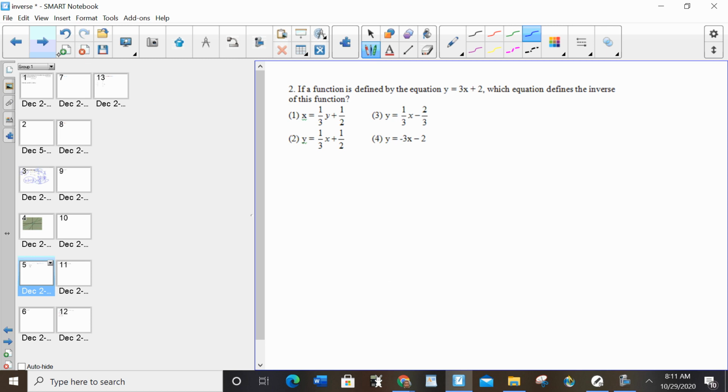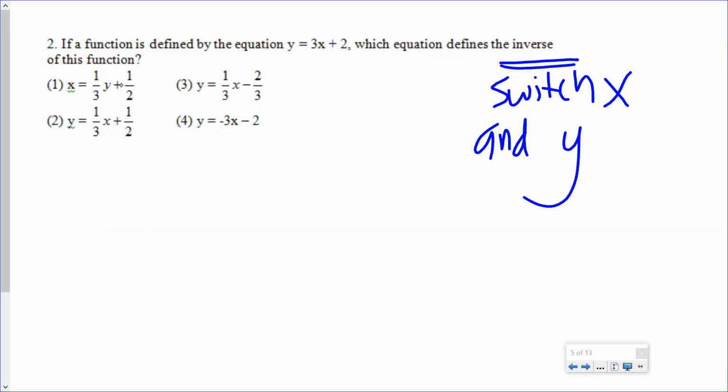Number 2, if a function is defined by y equals 3x plus 2, find the inverse. Well, when you see inverse, you need to switch x and y. So we're going to switch x and y. I want you to try that step on your own. I'm literally writing an x where the y was and a y where the x was. Now we solve for y. Why don't you try that step on your own?